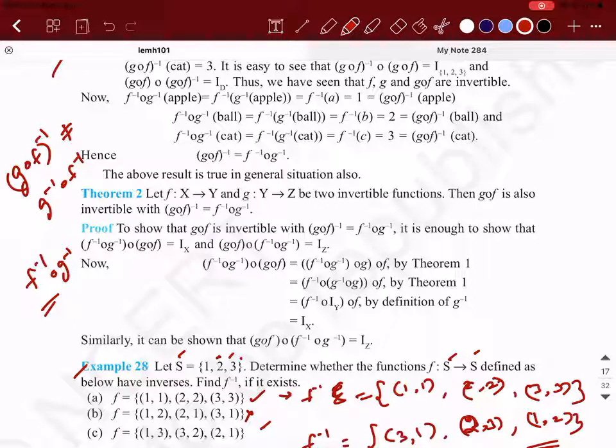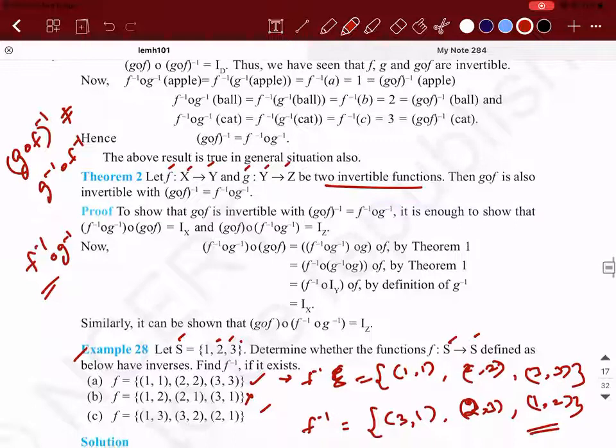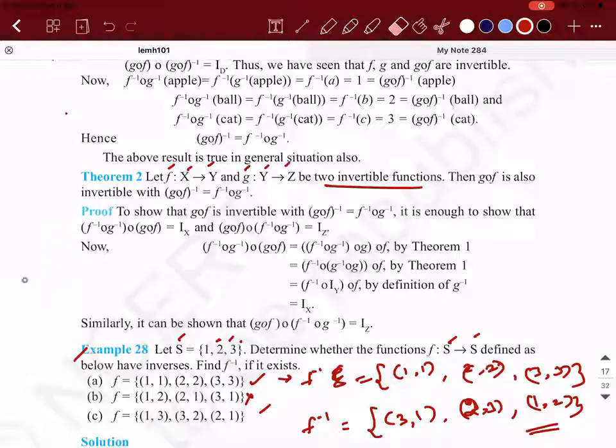Shall we try it? So F is a function mapped from X to Y. G is a function mapped from Y to Z. Be two invertible functions. Can they be invertible? Yes. Then G circle F is also invertible, and G circle F inverse is equal to F inverse circle G inverse. How to solve this? So let's see what proof they have given us. Okay. So just a minute. What is the first step, guys?